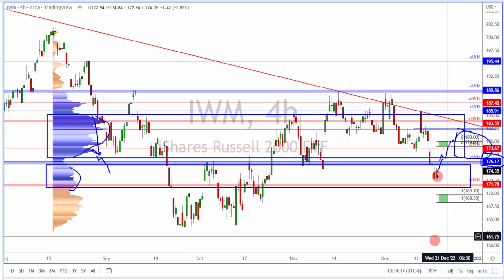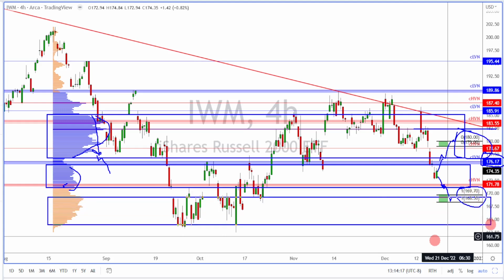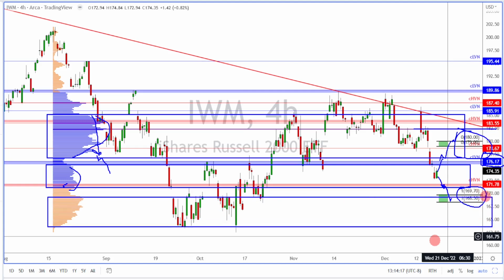For the downside, we'll see whether it continues to move down to the lower edge of this balance area. And if it breaks this balance area and dips below it, then look for this lower range of the expected move to get tagged. And that would be somewhere around this 170 and 168 area. And if it dips below this 170 or 168, then watch for this balance area to get retraced.